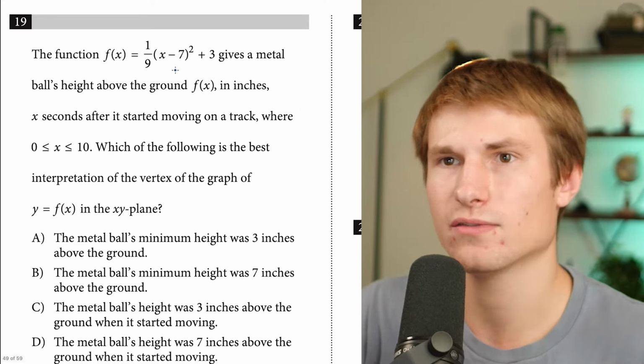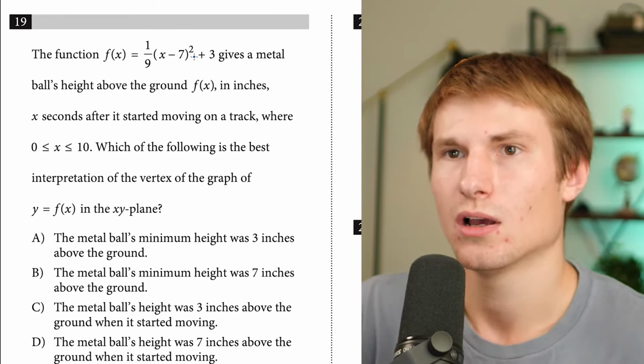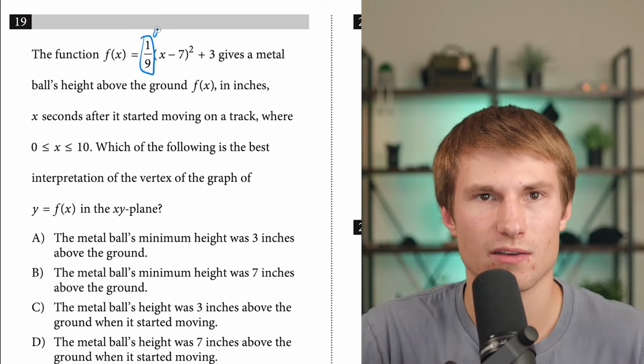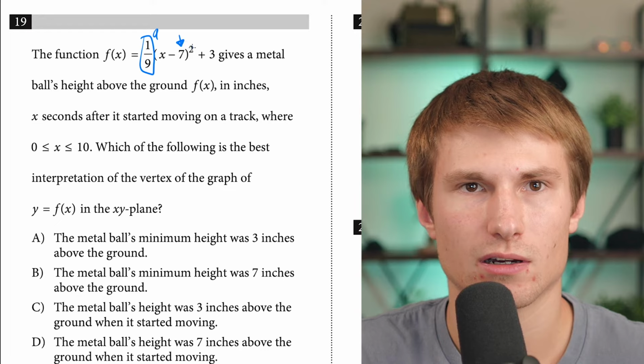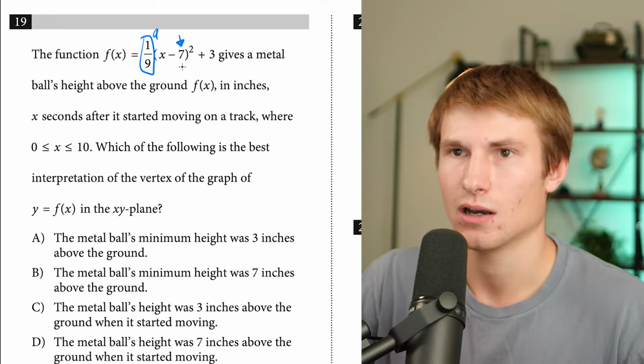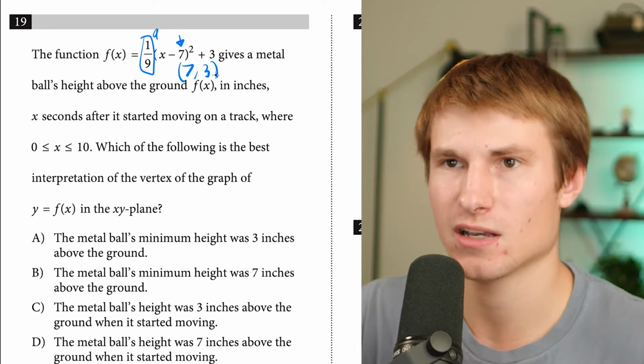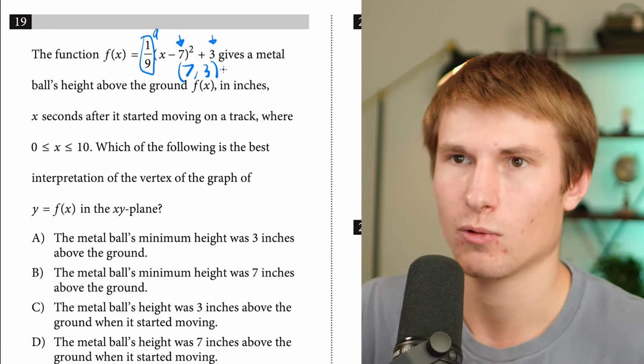Perfect. Function f of x equals 1/9 times (x minus 7) squared plus 3. Okay, this is going to be vertex form. It looks like we've got our a value there. And then right here, the point of our vertex would be 7 and 3. Because it's x minus 7, the x-coordinate for the vertex is 7, and the y-coordinate is 3.